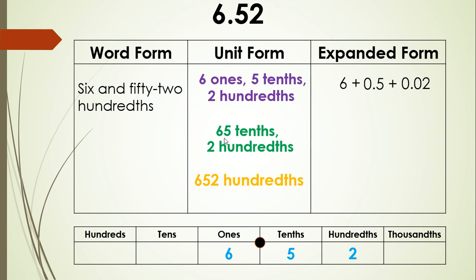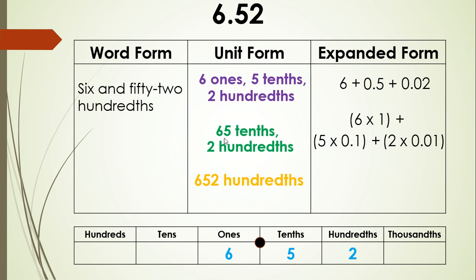Now we're going to use multiplication. So we'll multiply the digit we see times the place value it's in. 6 is in the ones place, so we'll write 6 times 1. The 5 is in the tenths place, so 5 times 1 tenth. And the 2 is in the hundredths place, so 2 times 100th. This is the second way we can write 6 and 52 hundredths in expanded form.